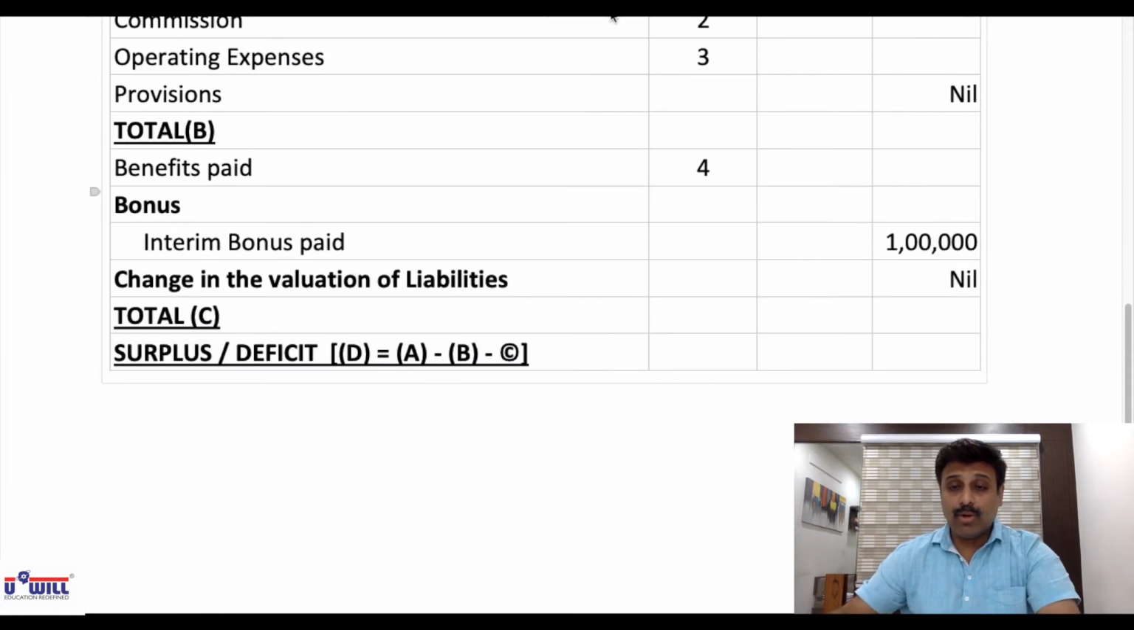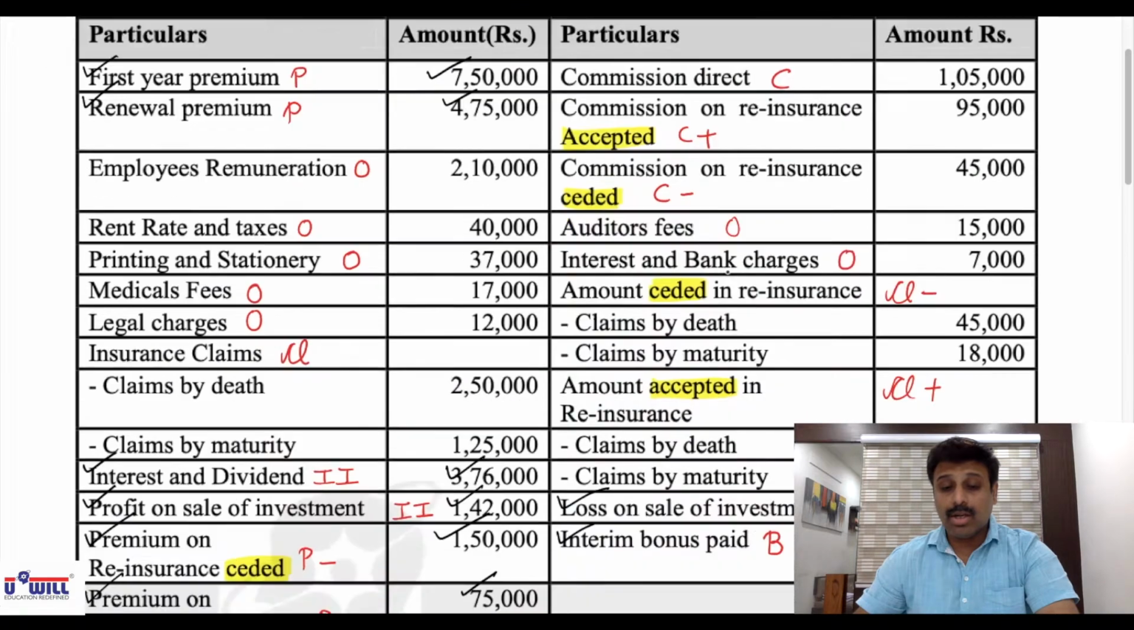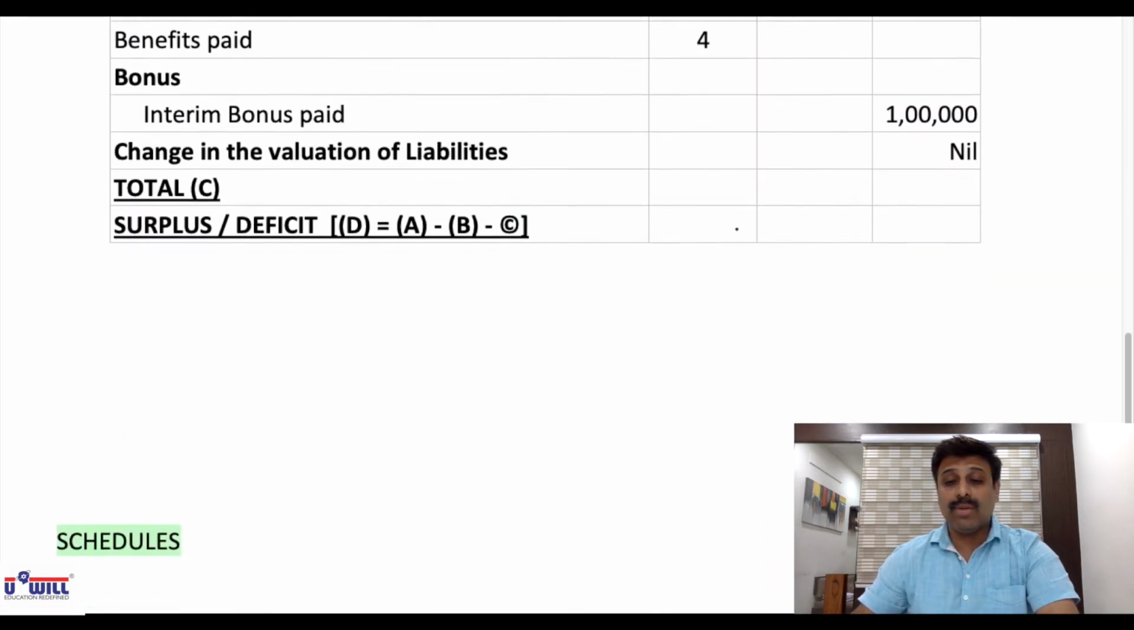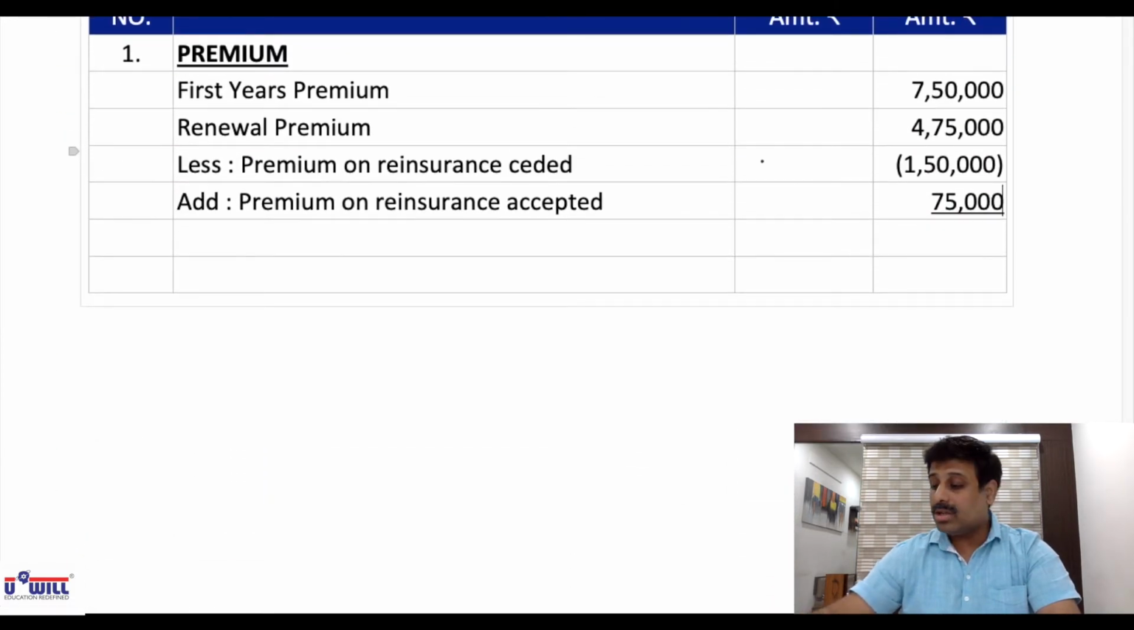Now other than that, do we have any item marked as P? No. All the items of schedule 1 premium are taken into consideration. So do the total of schedule 1. 7,50,000 plus 4,75,000 minus 1,50,000 plus 75,000, that is 11,50,000. So that is the total of schedule 1.